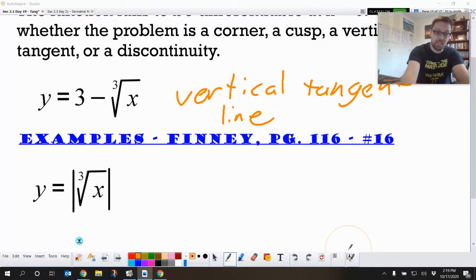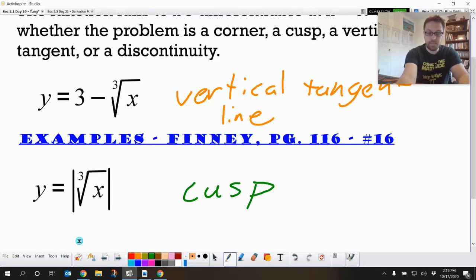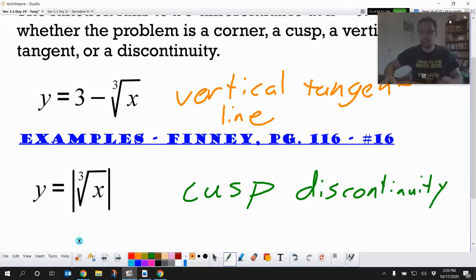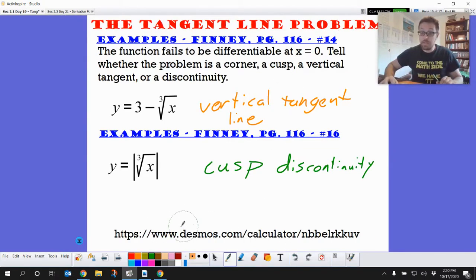So this is a cusp. Discontinuity. If you want, you can take a look at those graphs right there.